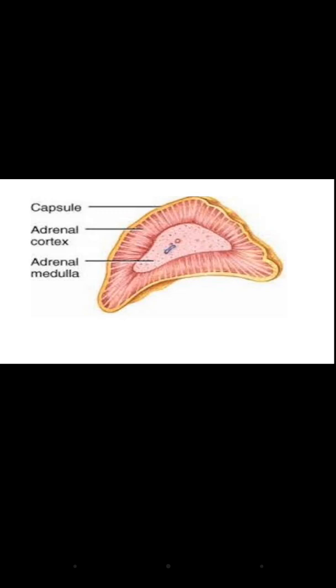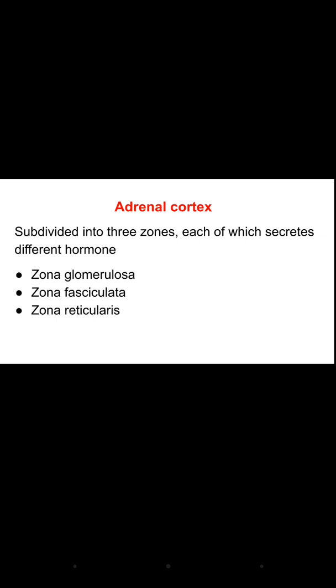In this diagram you can see a layer of connective tissue known as the capsule, then the adrenal cortex, the outer part peripherally located, and the adrenal medulla, which is centrally located or the inner part. Now the adrenal cortex is divided into three zones, because these three zones secrete three different hormones. First is zona glomerulosa, second is zona fasciculata, and third is zona reticularis.